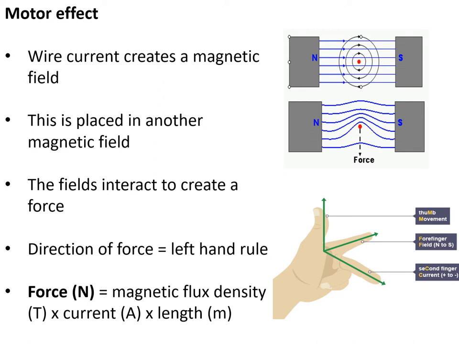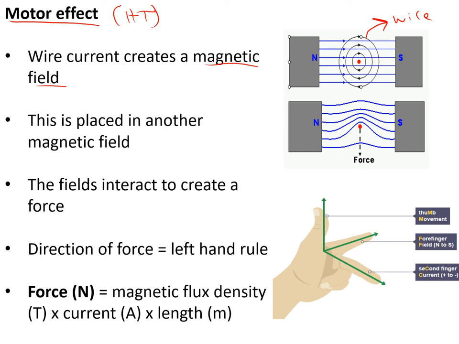Now, the motor effect, this I should say is higher tier material, so skip it if you're doing foundation. The motor effect tells us how motors work, and it's dead clever. So we've just seen that if we have a wire with a current running through it, it creates its own magnetic field. Okay, these circles are supposed to show a cross section of that wire with current running through it, and the black circles are the magnetic field it's created.